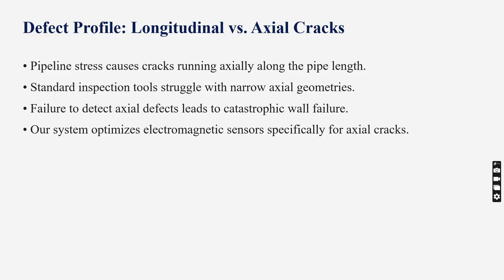Okay, it is important to define the geometric nature of these defects. Pipeline cracking primarily manifests in the longitudinal or axial direction, parallel to the pipe's central axis. While a standard inspection method excels in detecting circumferential wall loss, narrow axial cracks present a unique detection challenge due to their microscopic width to depth ratios.